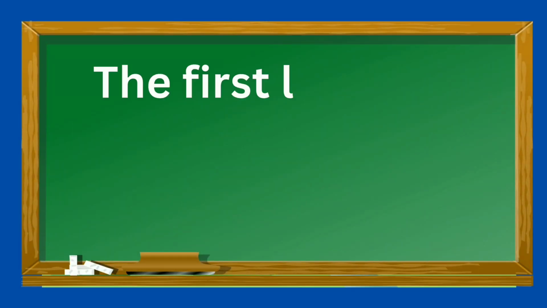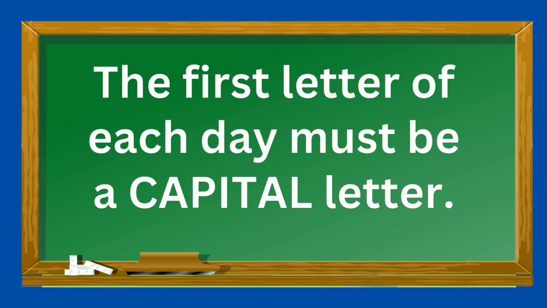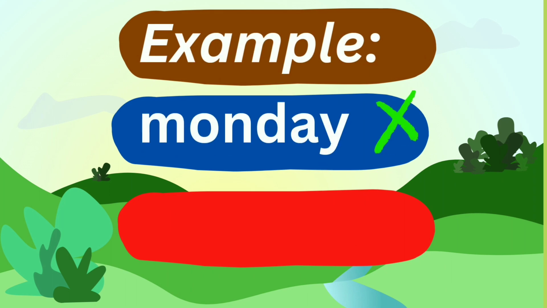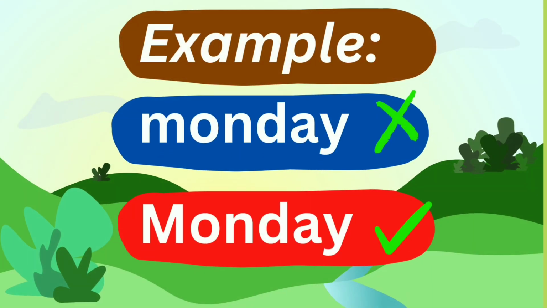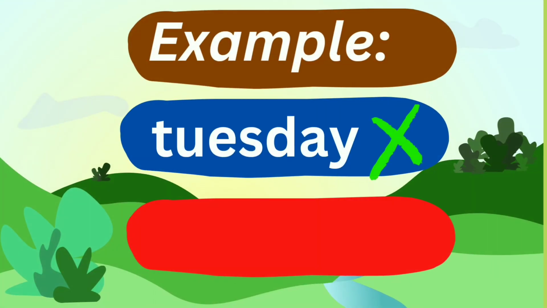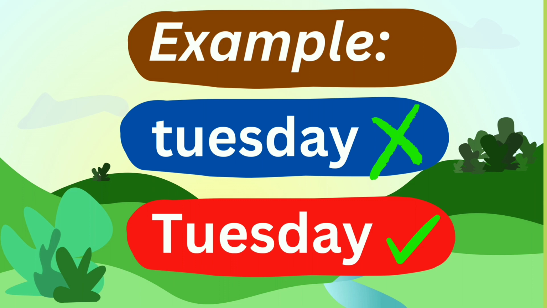The first letter of each day must be a capital letter. Example, Monday, small letter M is wrong or incorrect. The correct answer is big letter M, Monday. Second, Tuesday, small letter T is incorrect. The correct answer is big letter T, Tuesday.